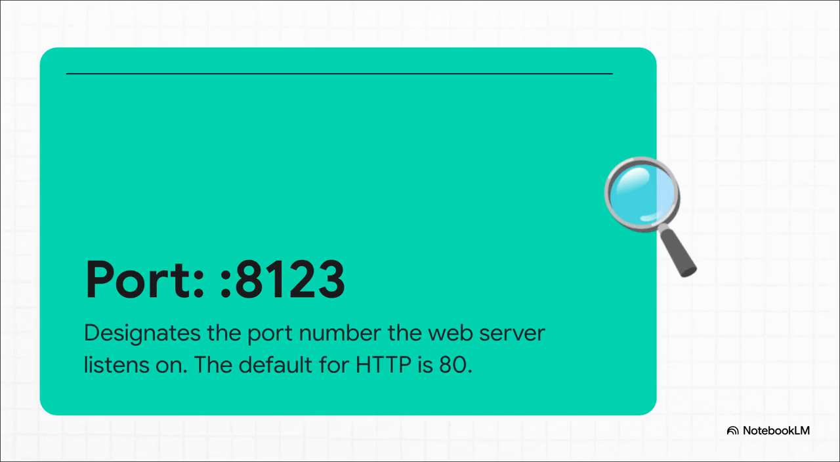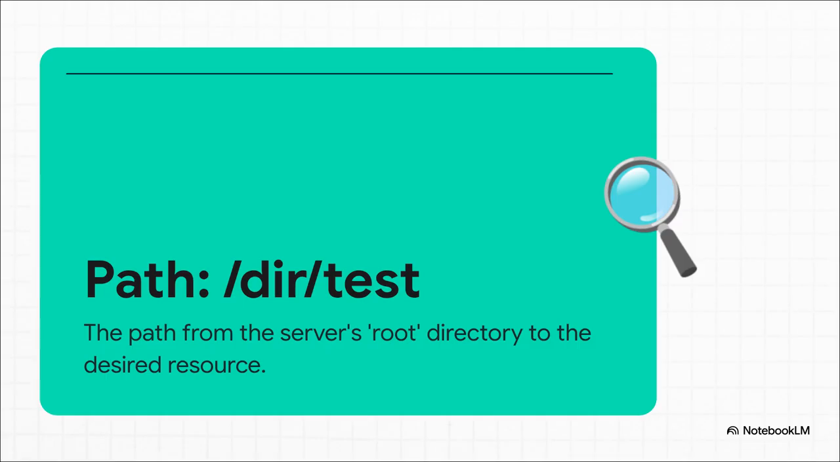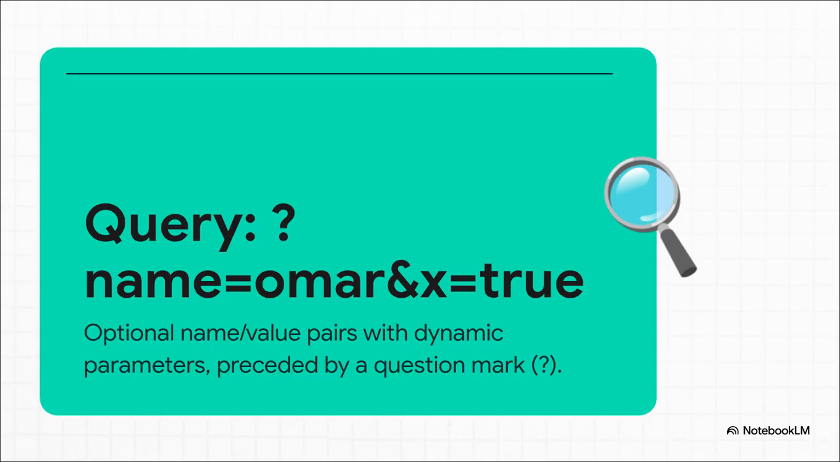But this URL is telling the browser to knock on a very specific custom door. Okay, so we've arrived at the right building, we've gone through the right door. Now we need to find the specific room we're looking for. That's the path, /dir/test. This tells the server exactly which file or resource we want from its vast collection of files.